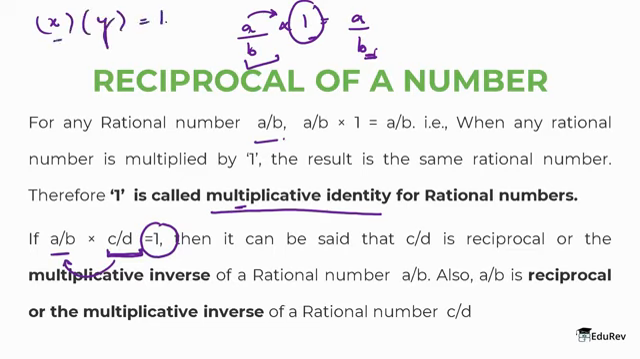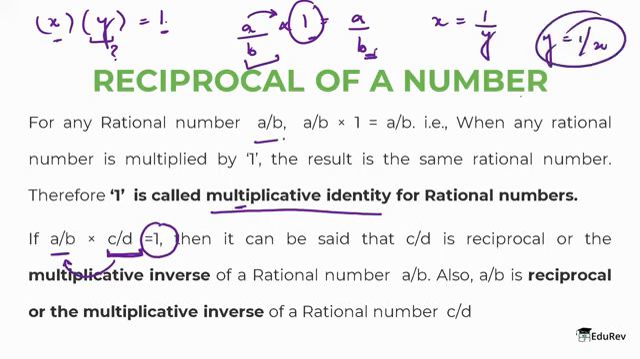Okay. So suppose my number was x. What should y be so that I will get 1? So y has to be 1 by x. So when x is multiplied by 1 by x, I will get 1. And 1 by x will be termed as the multiplicative inverse of x. So I hope you have now understood what is additive identity and multiplicative identity, and what is additive inverse and multiplicative inverse.